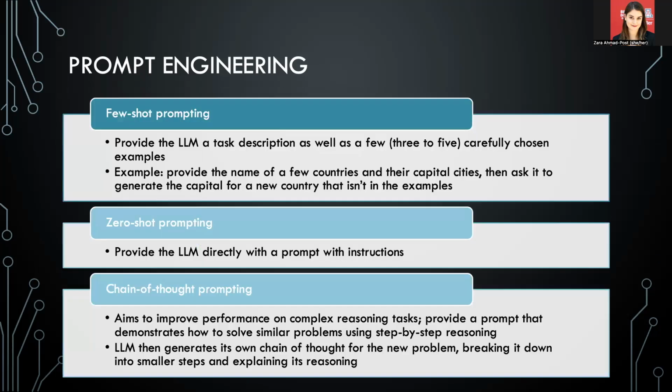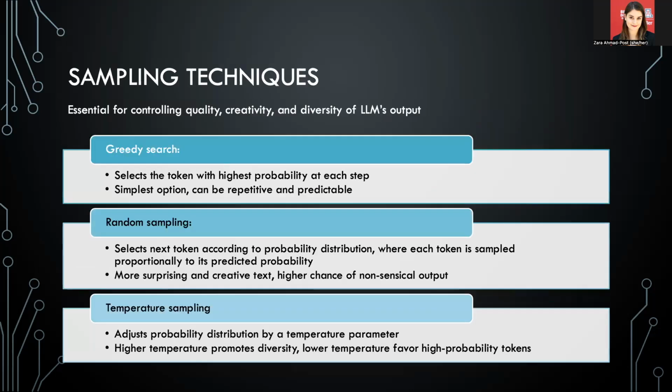There are different kinds of prompt engineering: zero shot, few shot, chain of thought prompting. Chain of thought prompting is where you ask your model to explain its reasoning, and then it works through the whole thing and gets to a more sensible result. And then we also have sampling techniques. These sampling techniques are really important for controlling the quality, creativity and diversity of your model's output.